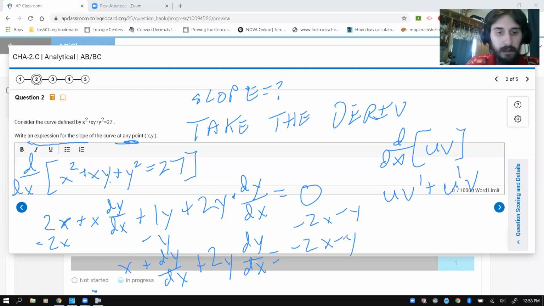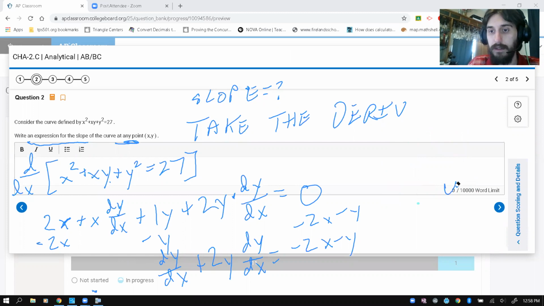All right. Oh, no, did I say x plus? That's x times dy dx. All right, I'm going to go ahead and clear this work over here too while I'm at it so that we can start writing over there. All right, so this is x times dy dx plus 2y dy dx equals negative 2x minus y.